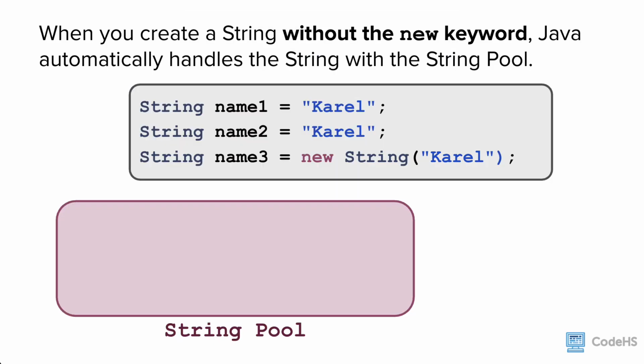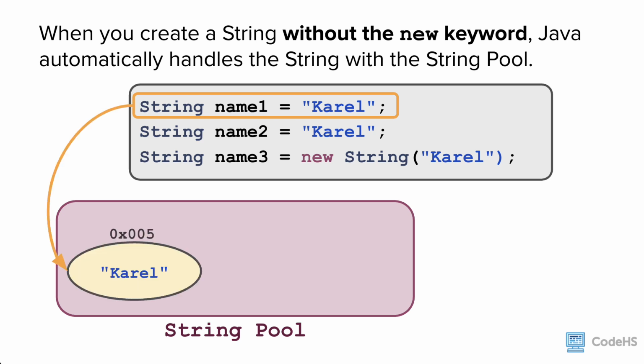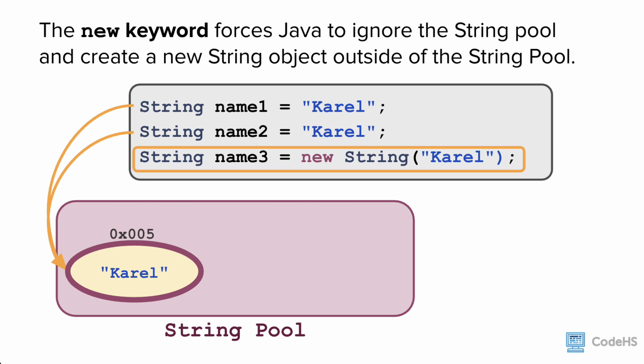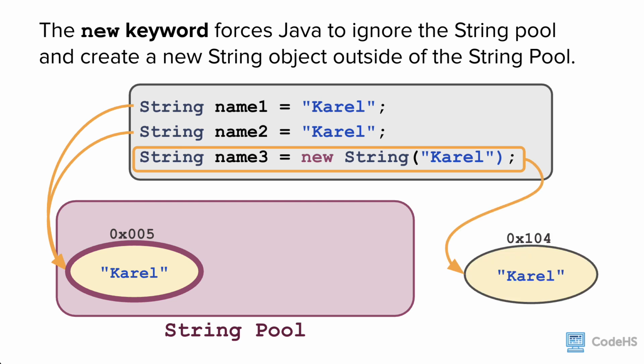This is actually why you typically don't use the new keyword when creating a string. When you create a string without the new keyword, Java automatically handles the string with the string pool. For variable name 1, there are no strings in the string pool yet, so Java adds Carol to the string pool. For variable name 2, Java checks the string pool and finds the same string. Woohoo! Java can just reuse this string and have name 2 point to the same string object as name 1. For variable name 3, the new keyword forces Java to ignore the string pool and create a new string object outside the string pool, even though the string already exists. So while you can use the new keyword to create a string, it's more memory efficient to create strings without it.